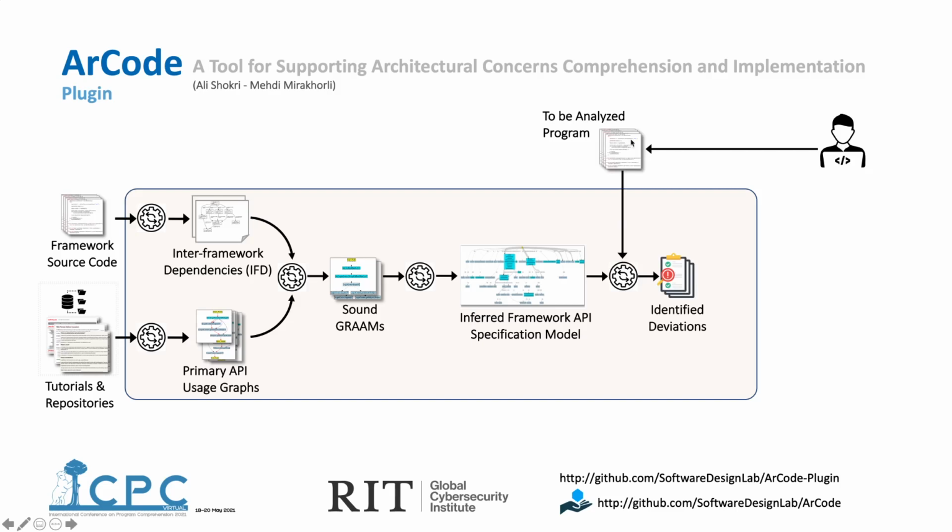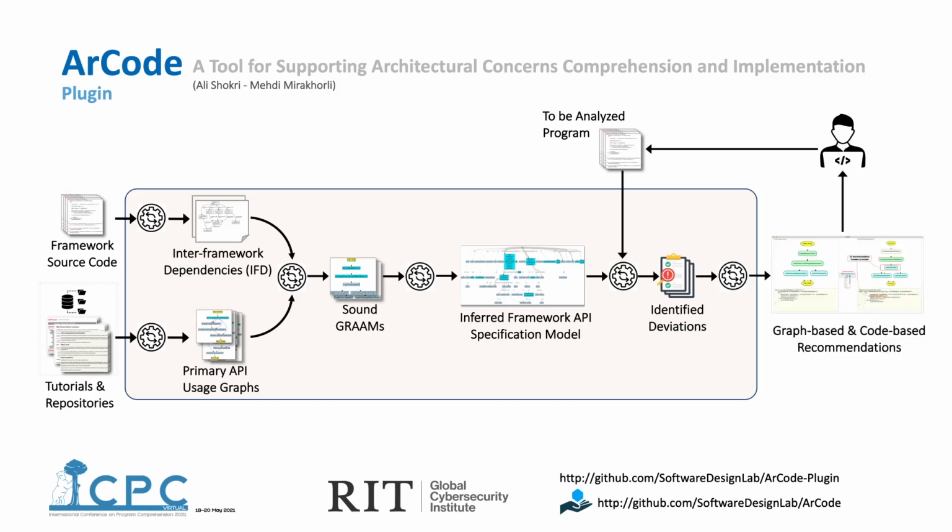Next, it analyzes the program under development and performs a static analysis on it to find some deviations from the correct implementation of an architectural technique with respect to APIs of the specific framework. And it first visualizes how the technique is currently implemented in the code, and also it summarizes the code as a simple code snippet that only includes APIs of that framework, and then provides recommendations on how to fix deviations. And this recommendation is through a graph-based model as well as a code snippet. And I will talk about it in the next slide.